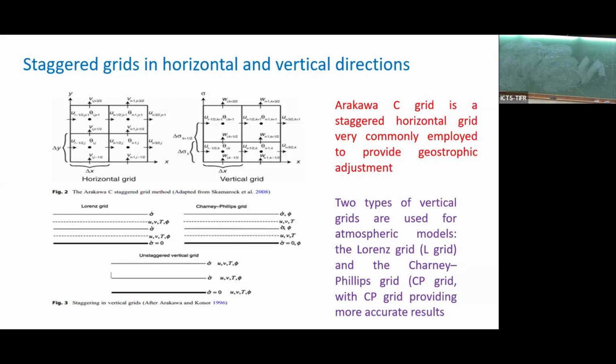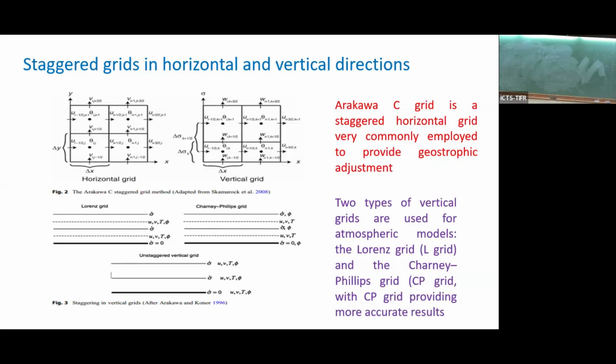Similar to the horizontal staggering, if you prescribe all the variables, u, v, temperature, geopotential and all, you discretize the atmosphere also into different layers and you prescribe all of them at these layers. Okay, so this is the center of the layer. You prescribe everything at all the levels. Sigma dot is your vertical velocity in the sigma coordinates, u, v, t, geopotential everywhere at the end of these layers. Then obviously it's called an unstaggered vertical distribution of dependent variables.